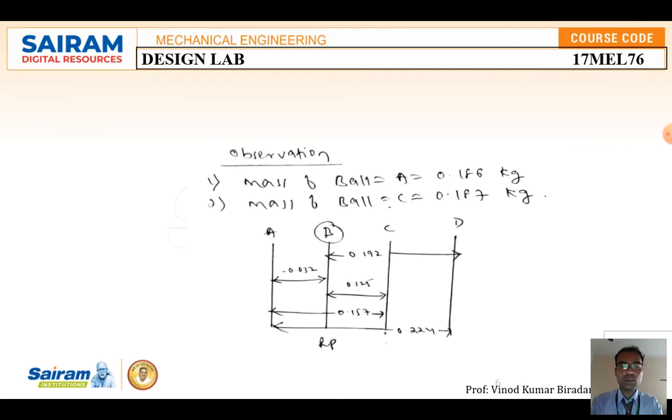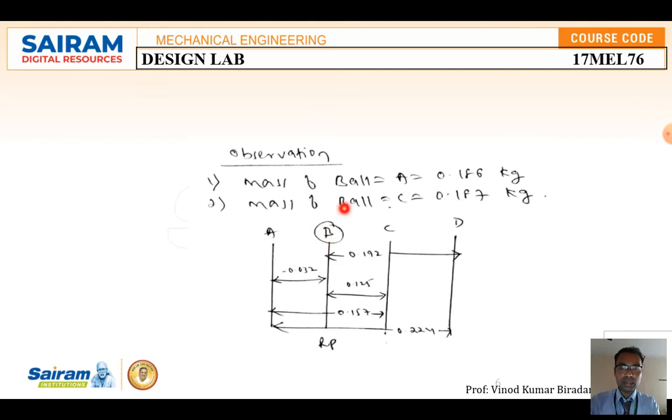Now coming to the calculation part. The mass of ball A, if you weigh it, is the observation they gave: 0.186 kg. The mass of ball C is 0.187 kg. So you need to calculate B and D here. This is plane A, plane B, plane C, and this is D.